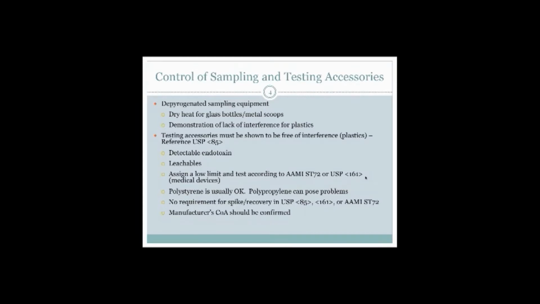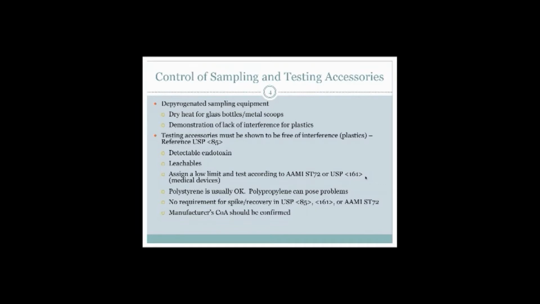Polypropylene can cause all kinds of problems. The suggestion is not to use polypropylene. The obvious exception to that is the pipette tips. Those are made out of polypropylene, but the residence time of liquid in those pipette tips is so small that polypropylene is not so much of an issue. There is no requirement in either the AMI standard, in USP 85, or in USP 161 to spike the device and recover it.